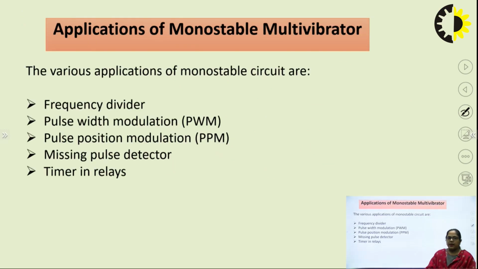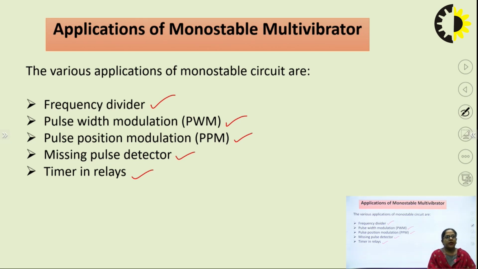This monostable circuit can be used for a variety of applications. We can use this monostable circuit as a frequency divider. We can use it for the generation of pulse width modulated signal, pulse position modulated signal in communication. We can use it as a missing pulse detector, and this circuit can also be used as a timer in relays. Okay, so these are some applications of our monostable multivibrator with the help of 555 timer ICs.